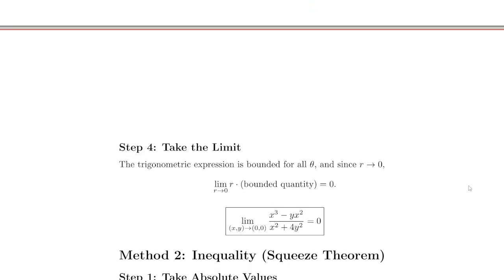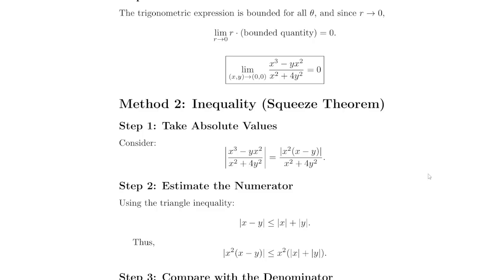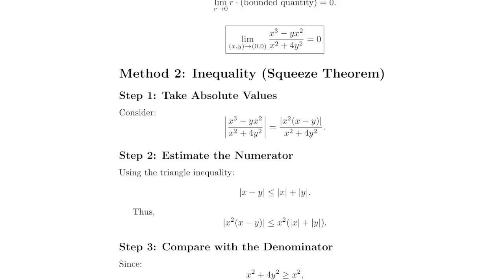Now let's use the squeeze theorem to solve it. So this is the second approach. We're still going to factor the numerator, but first we're going to take the absolute value of the top and the bottom. Now the bottom is just something squared plus something squared. That's always going to be greater than or equal to 0, so you can just remove the absolute value.